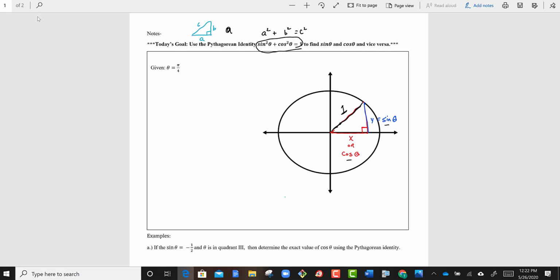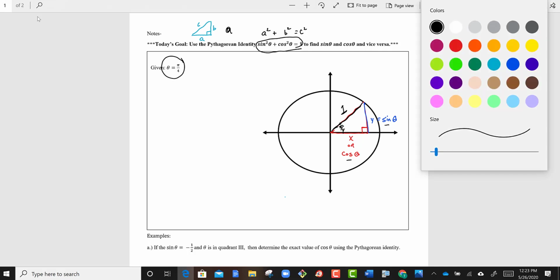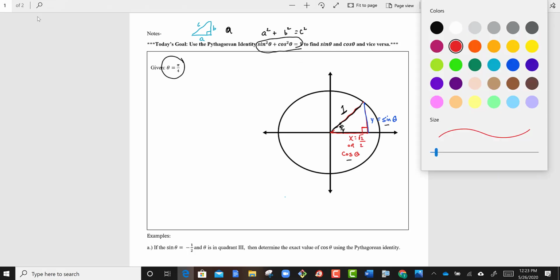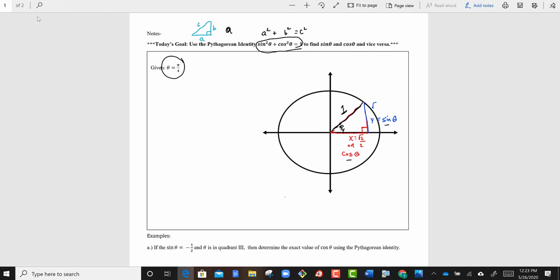So to see it specifically in action, let's do it for the given angle, which is pi over 4, or you could call this 45 degrees. We know in the first quadrant that the x and the y are both going to be radical 2 over 2. So if we were going to officially and formally write this out, the sine squared of pi over 4 plus the cosine squared of pi over 4 equals 1.